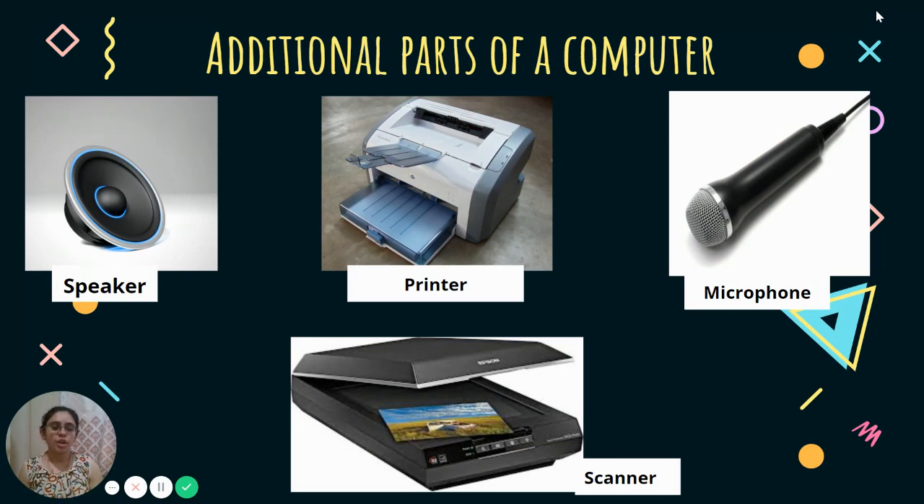So, in short, we can say a computer has got four main parts and rest are all the additional parts of computer. The four main parts are CPU, keyboard, mouse and monitor. Without this, it is very difficult to run a computer.